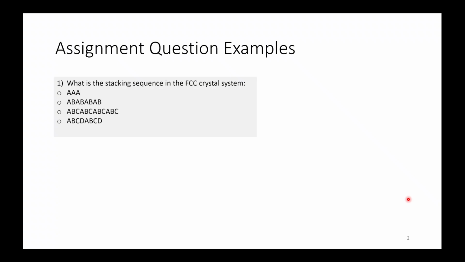So firstly, we'll be going through some sample assignment questions. Then we'll be going through some notes which will help you to solve the assignment questions of the present week.